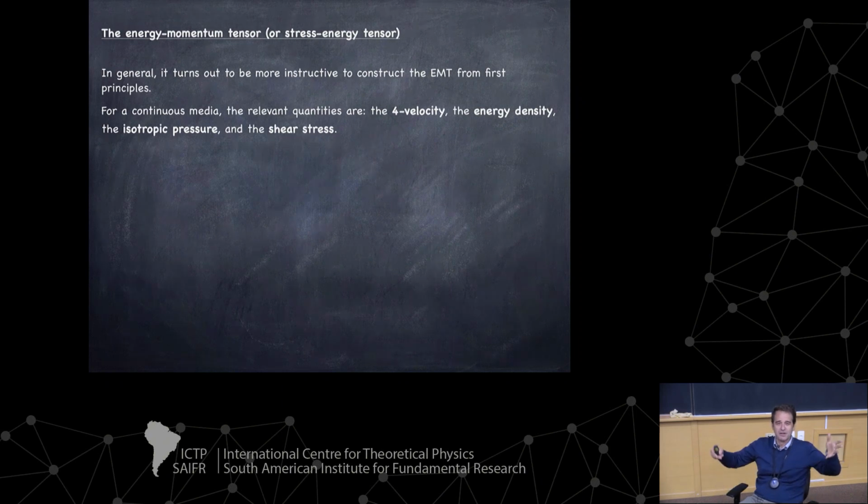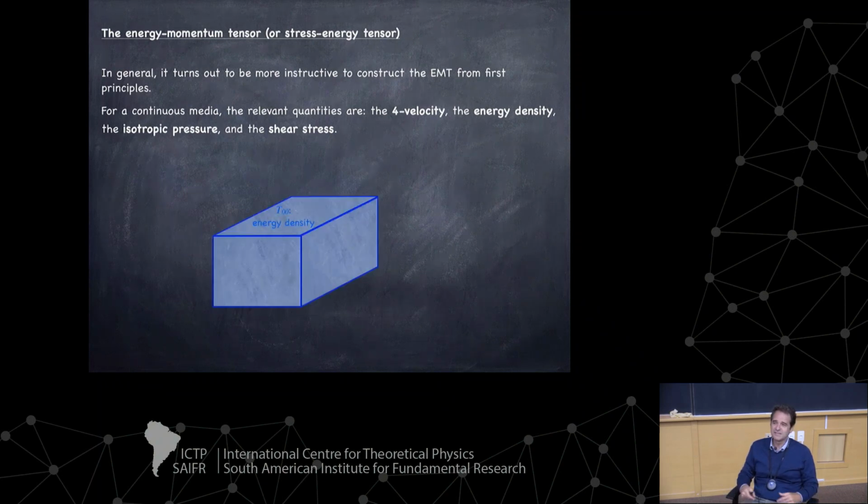Instead of looking at the formal expression and then extracting what we need, I'm going to build an energy momentum tensor from basic quantities for a fluid, like the velocity of a fluid, the energy density, the pressure, and the stress of that fluid, okay? So this is a very schematic way of doing this.